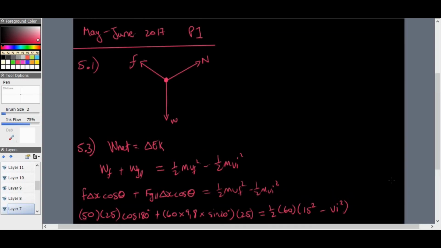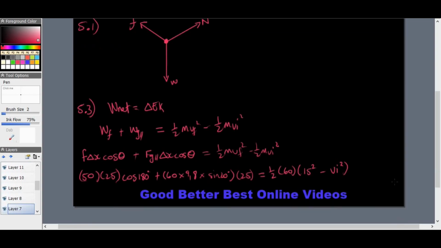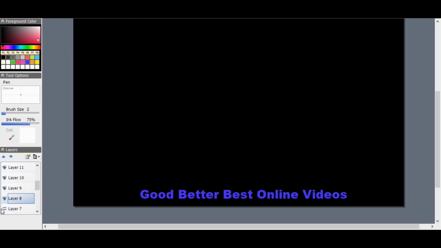I seem to have run out of space here, so I'm just going to make sure we all have that. I'm just going to take a, no, actually I don't need a screenshot. Okay, cool. So let's go to the next layer.